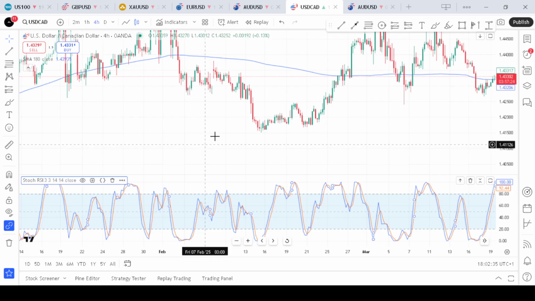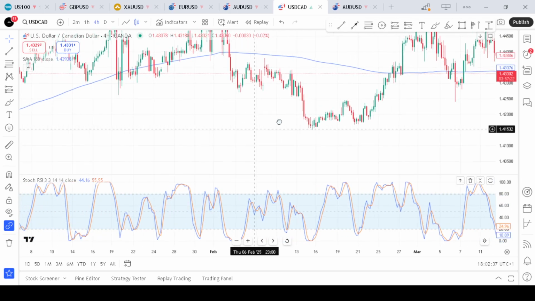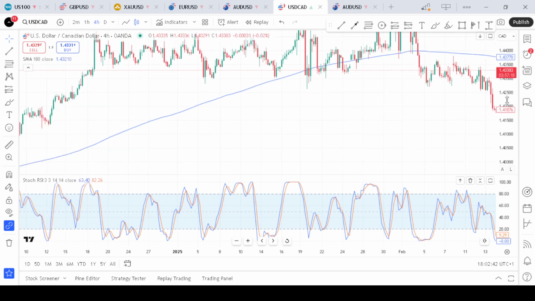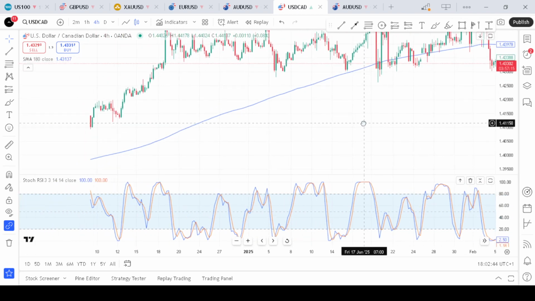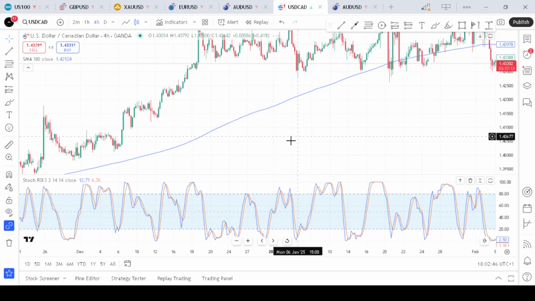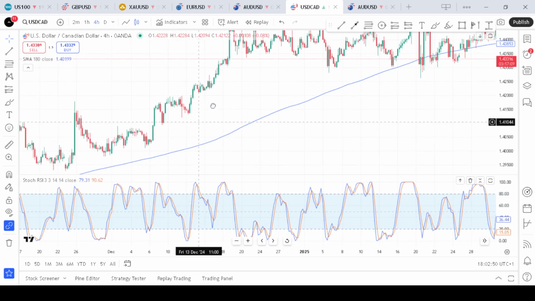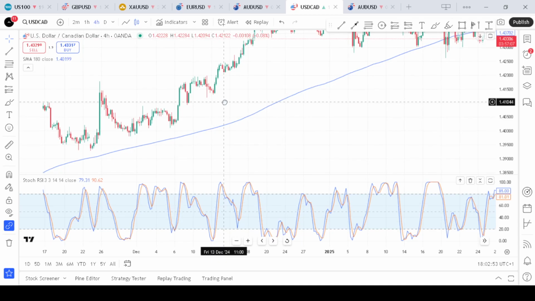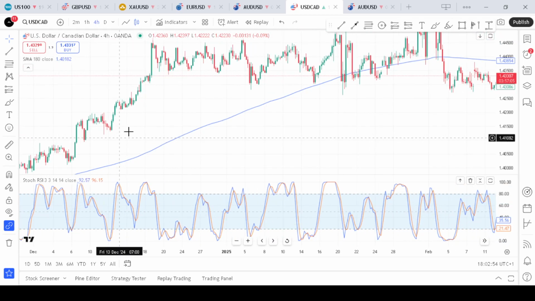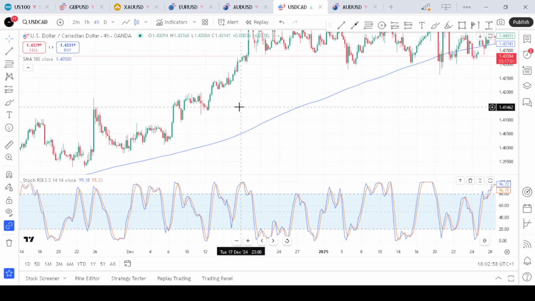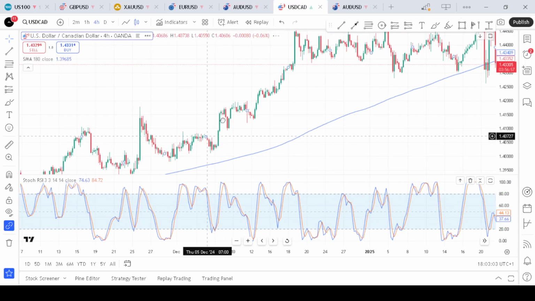Now let's get down to identifying the trend, which is the second step. We use the 180 moving average as our primary trend indicator. When price is above the simple moving average, consider the trend bullish, while if price is below it, you consider it bearish. This step is crucial as it aligns your trade with the overall market direction, potentially increasing your success rate.